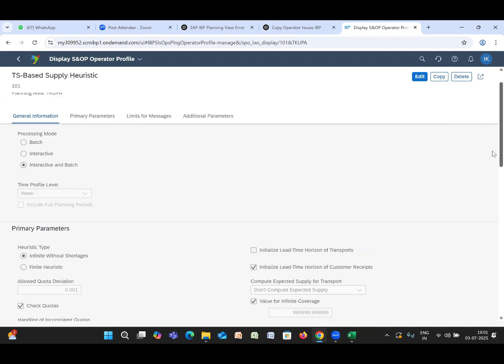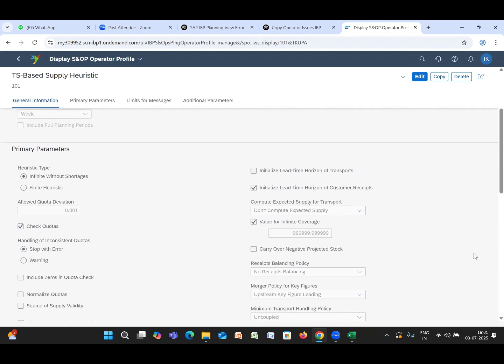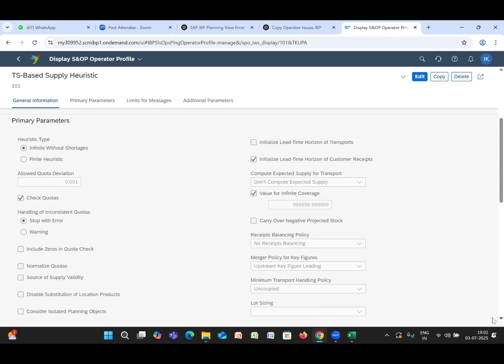So there are several things which we normally should know. These are the ones which normally are asked in the interview: receipt balancing policy, merger policy for key figure, and minimum transport handling policy. Now, I'm not going to touch them right now, but it is recommended that when you do preparation for interview, at least these key figures, the meaning of this and the drop down options that are available, are understood, and it is given in the help.